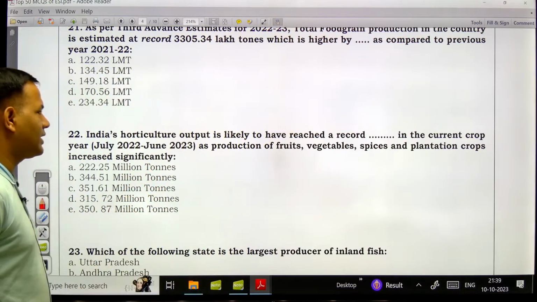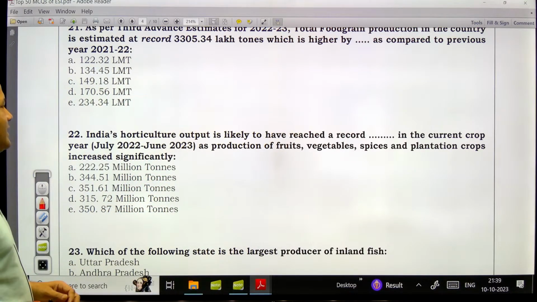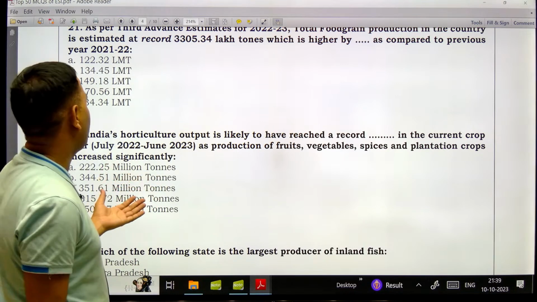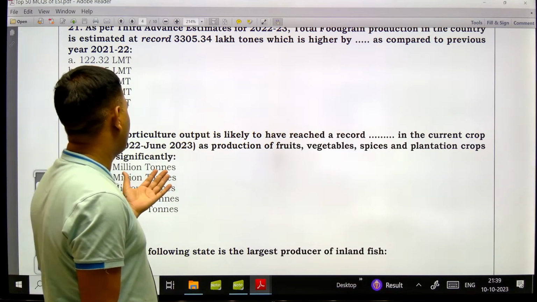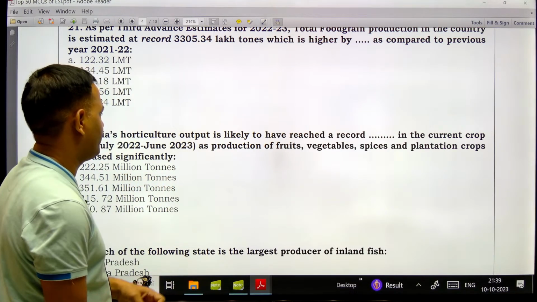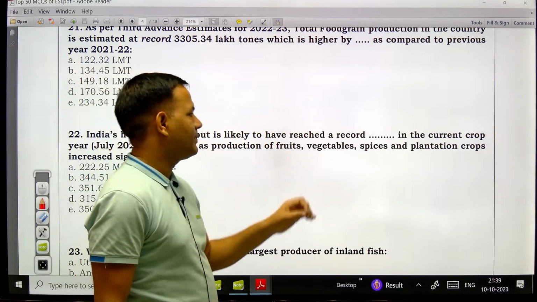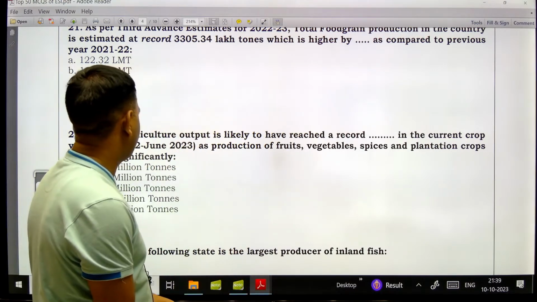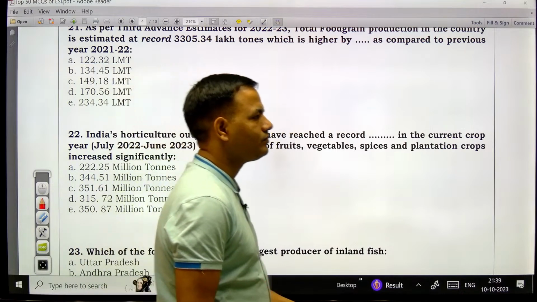India's horticulture output is likely to have reached a record what million ton in the current crop year, July 22 to June 23, as production of fruit, vegetable, spices, plantation crops increased significantly.